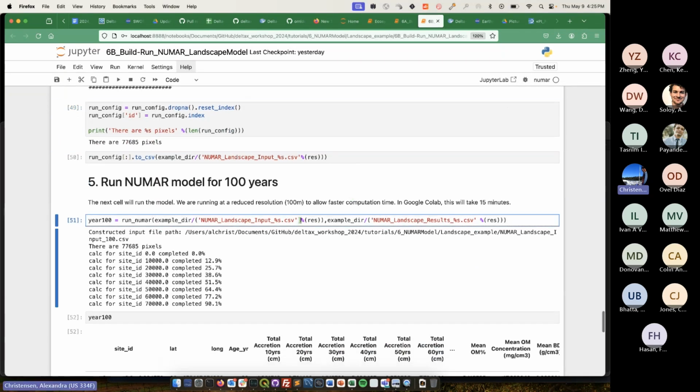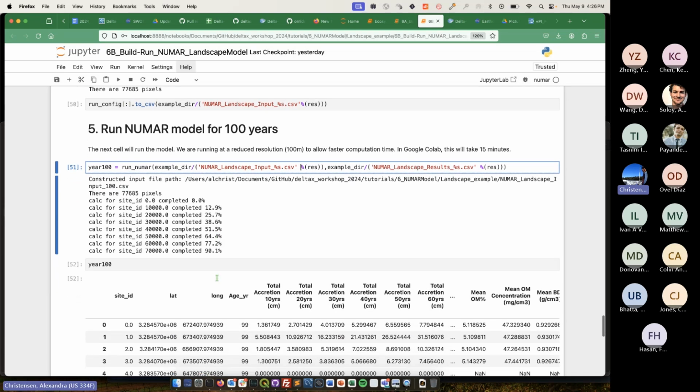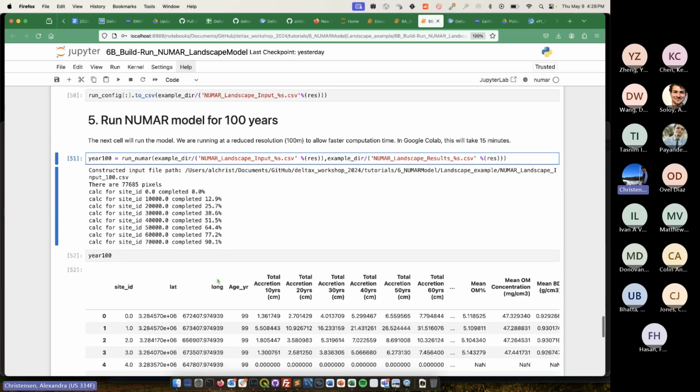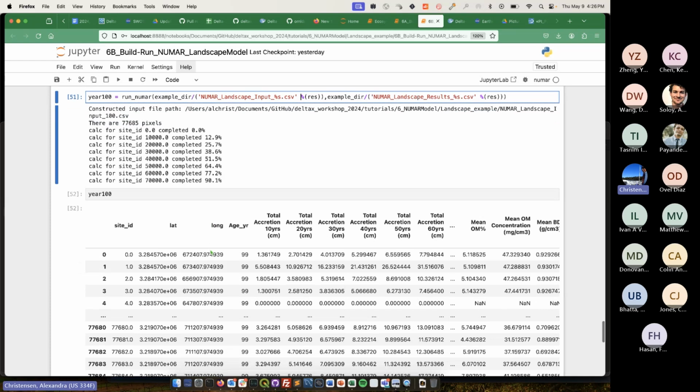And then this is where we're actually running the model. So we're calling a function called run NUMAR, and that is feeding that CSV into the same code we saw earlier. And right now it's just telling you every time it does 10,000 pixels, it gives you a progress, so you know how long it's taking. I think in Google Colab, this version takes about 15 minutes. On your own computer, it might take less, hopefully not more. So if you were to increase the number of pixels, or if you wanted to run it for more than 100 years, that would make it take longer.